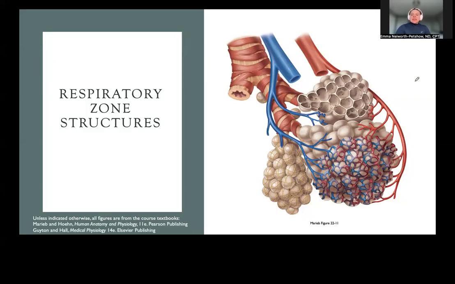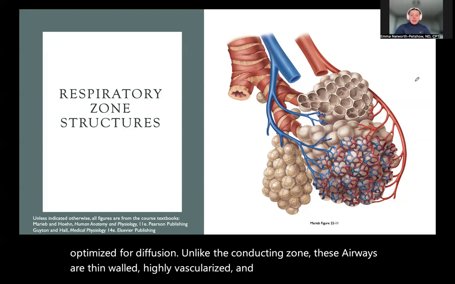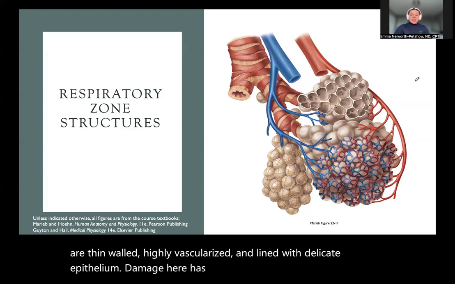The respiratory zone contains specialized microscopic structures optimized for diffusion. Unlike the conducting zone, these airways are thin-walled, highly vascularized, and lined with delicate epithelium. Damage here has immediate consequences for gas exchange efficiency.